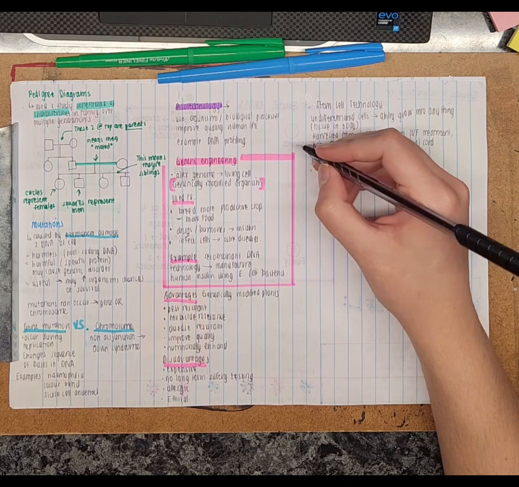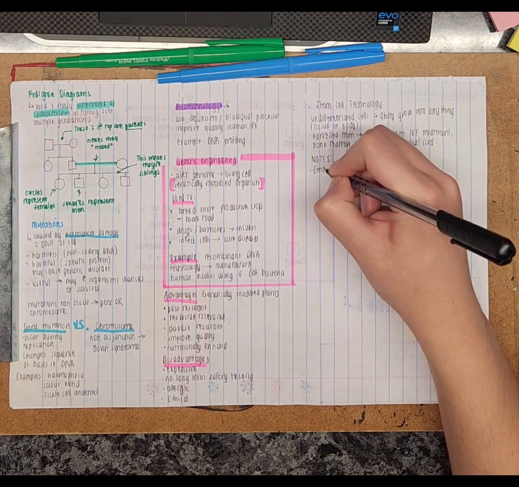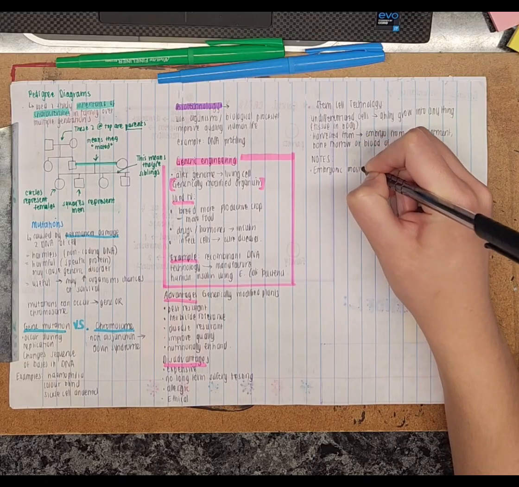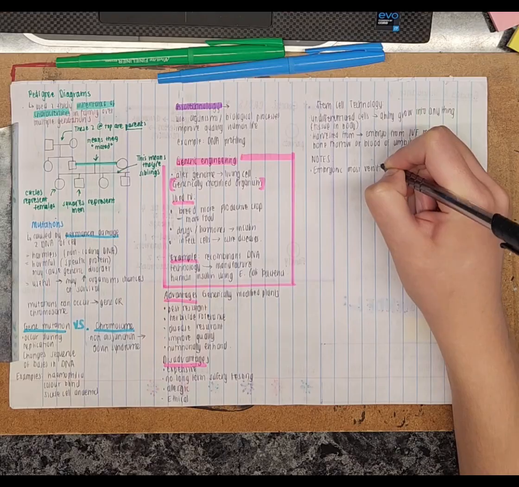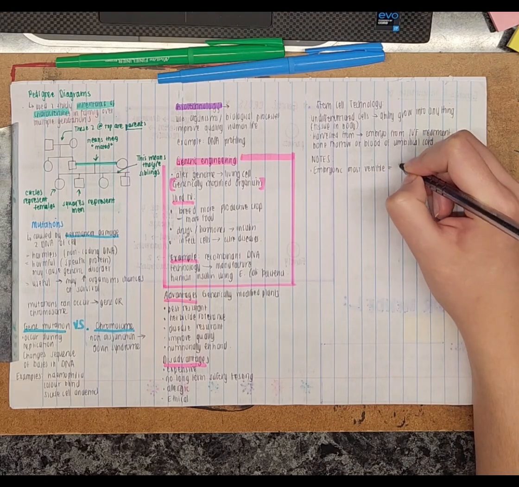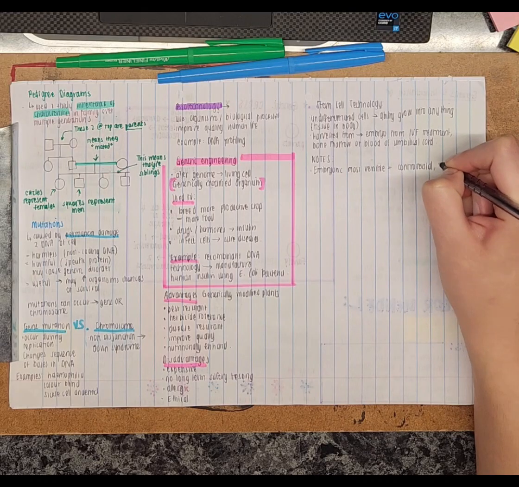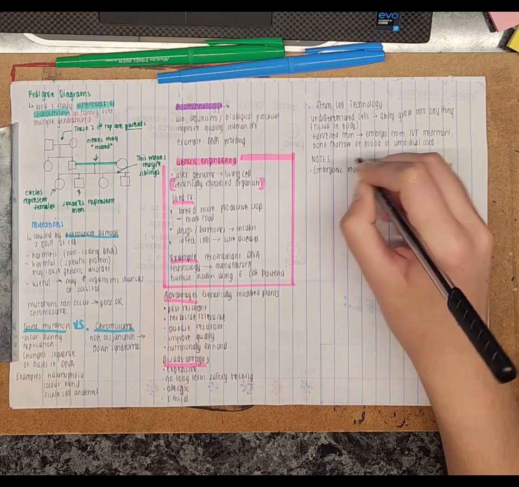Harvested from an embryo that is left over from IVF treatment, bone marrow, or blood of umbilical cord. IVF treatment is that treatment where you artificially inseminate somebody. So if there's leftover embryos from that.